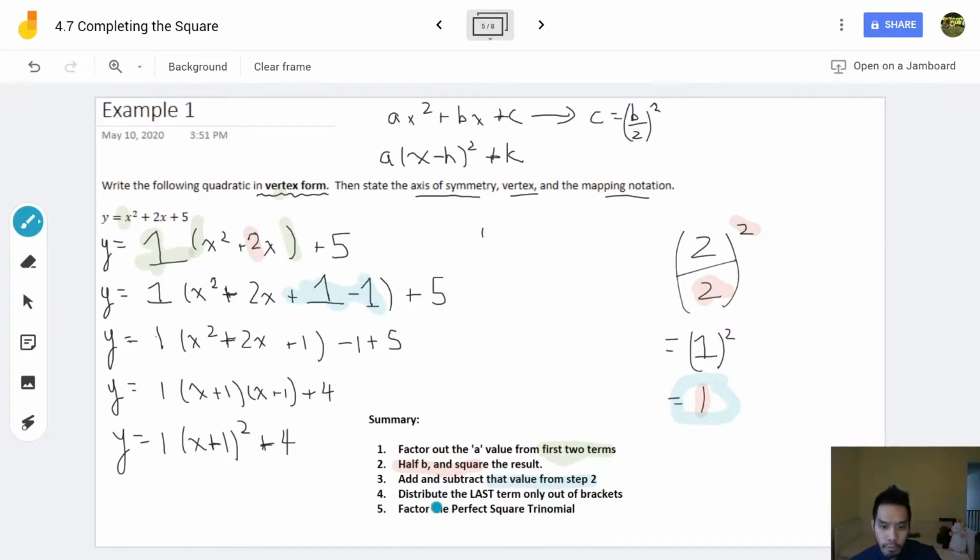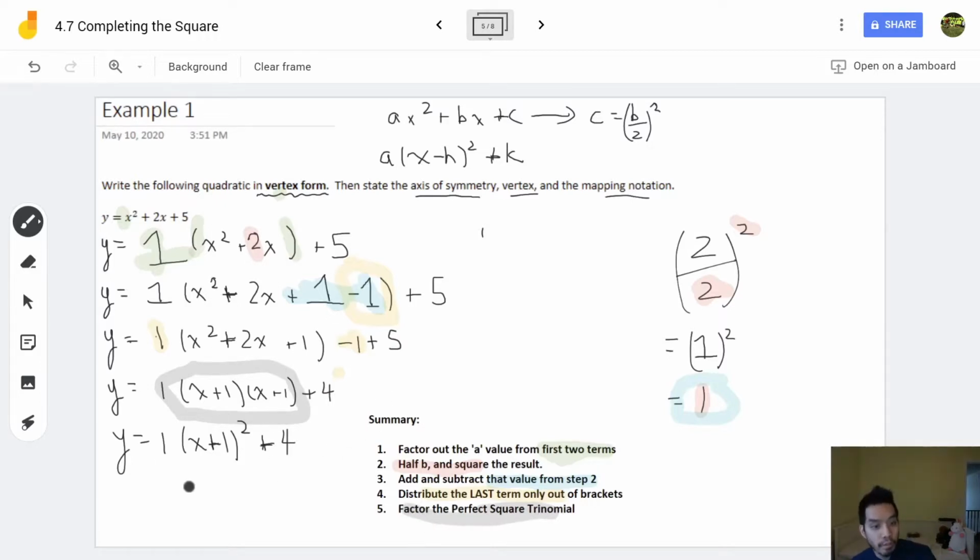And then step 4 was to distribute the last term out of the brackets. So we've got to distribute the last term out of the brackets, which is this term right here. 1 times -1 gives us -1. And so that's distributing the last term out of the brackets. And so we get one perfect square trinomial, and we can factor that, which is this part right here. Factor out the last perfect square trinomial.